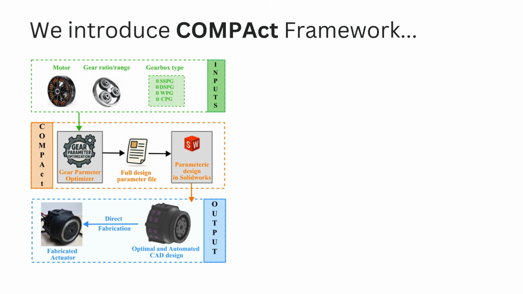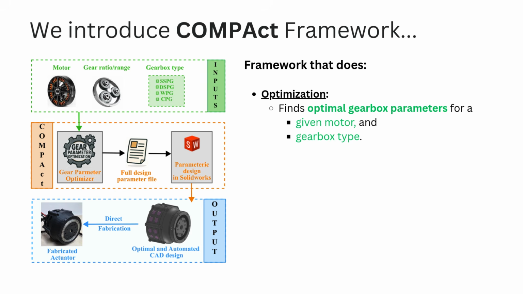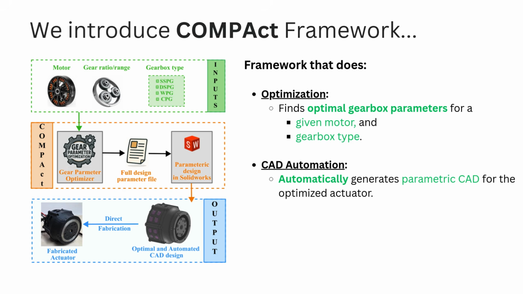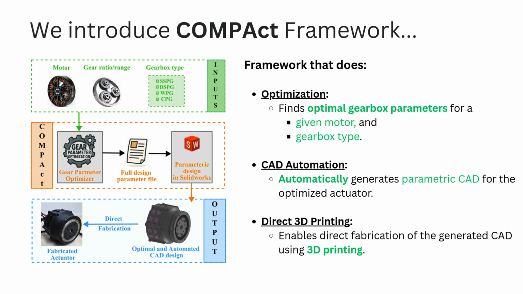We introduce Compact Framework. This framework finds optimal gearbox parameters for a given motor and gearbox type. It also generates automated parametric CAD for the optimized actuator. The generated CAD model can be directly 3D printed to fabricate the actuator, without requiring any manual intervention.